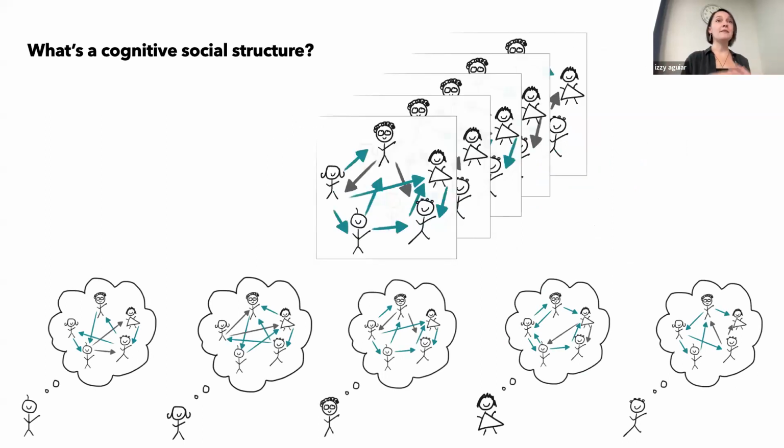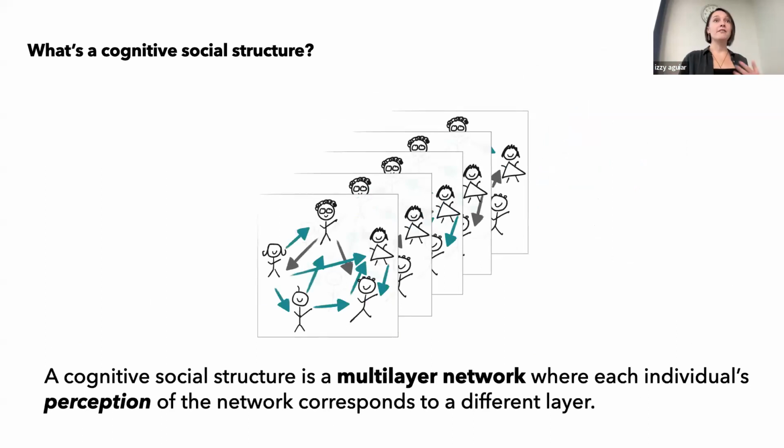In doing so, we have as many different adjacency matrices as there are people in the network, where each different adjacency matrix corresponds to each person's perception of what they think the network structure looks like. So in all, we can view this cognitive social structure as a multi-layer network, where each individual's perception of the network corresponds to a different layer.